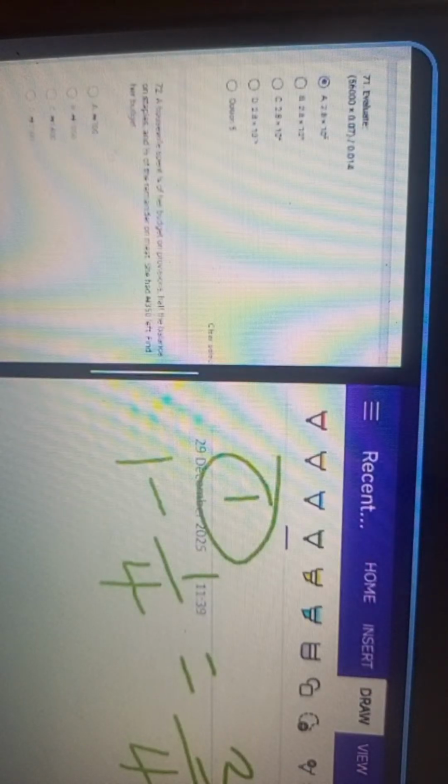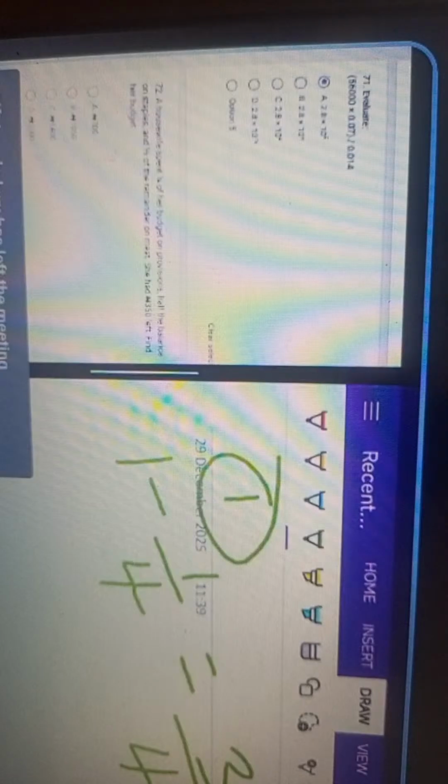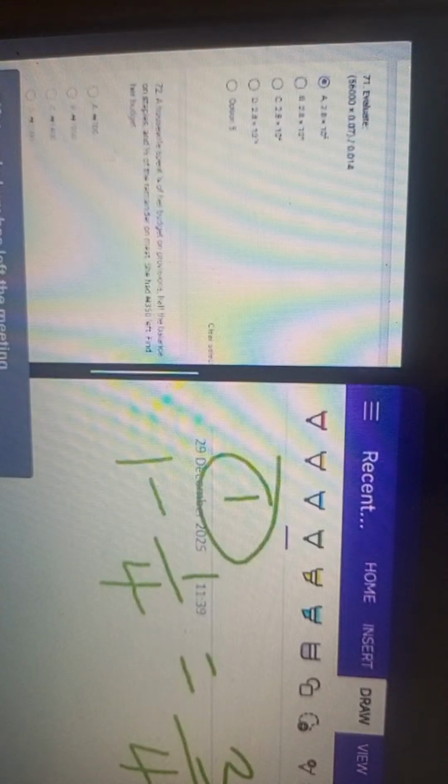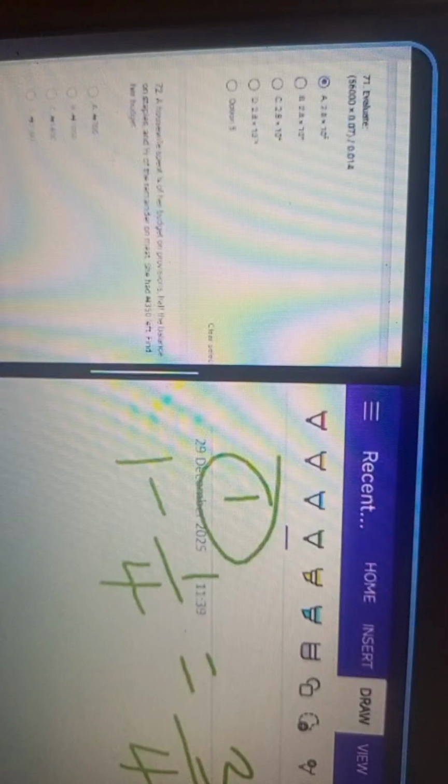Right? Are you getting me? Yes, sir. Of the budget will be there. Then she spent half of the balance. That means from this 3/4, she removed half of it. It's half of the 3/4, and she spent it on staples.